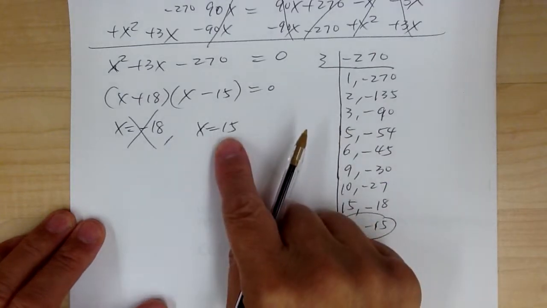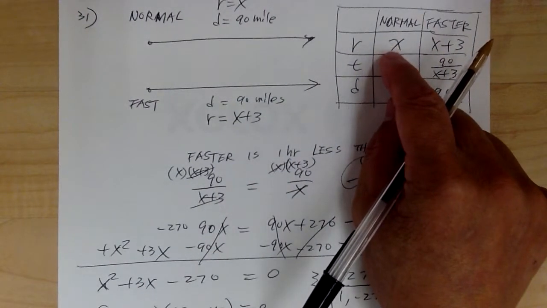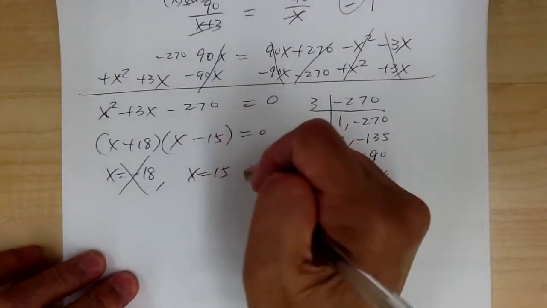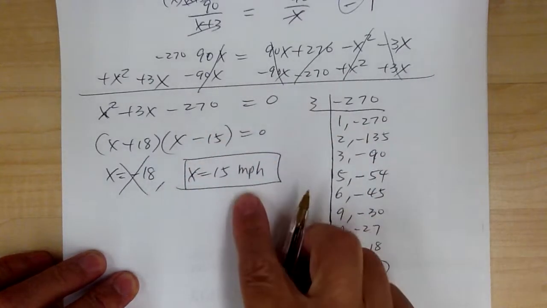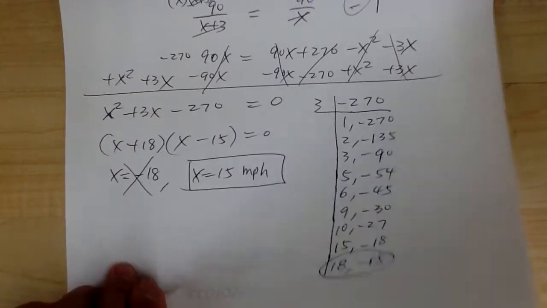Okay, and so answer the question. So that's it. So you ask for the actual rate, so the normal rate, so x. So this is it. So make sure you go back and answer the question. Make sure that is the answer. Okay. Okay, let's go to number 32.